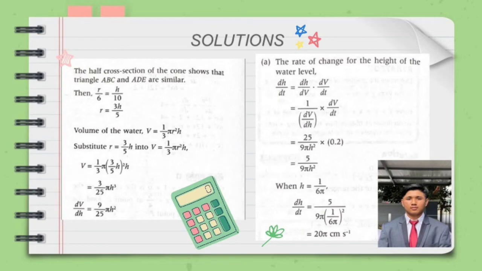So now we have the value of dh over dt, but the question has given us the instant value of h, which is 1 over 6 pi. So we need to substitute the value of h. After we substitute, we get 5 over 9 pi times the bracket 1 over 6 pi close bracket power of 2. Then after we solve it, we will have the value of dh over dt, which is 20 pi cm per second. So that's how we solve question A.